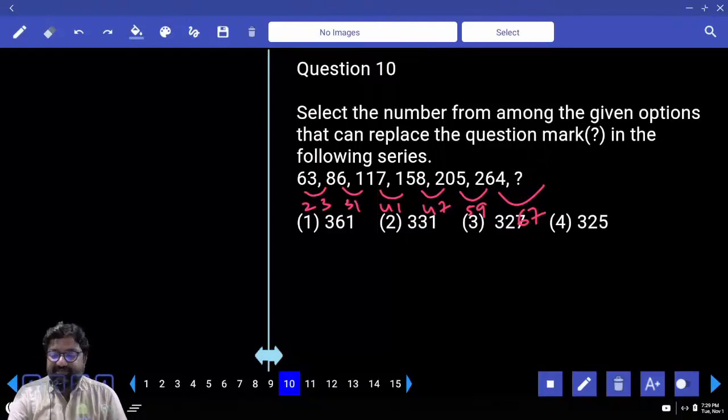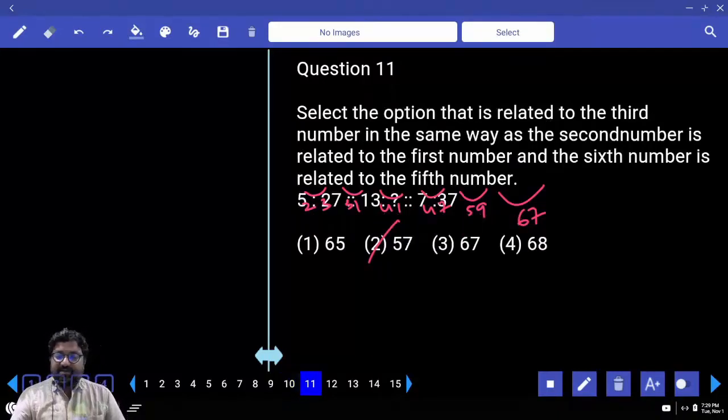264 plus 67. 331. Do I have 331 in the options? Yes. So which option is my answer? Second option. Is this clear? Yes. Let's go for question number 11.